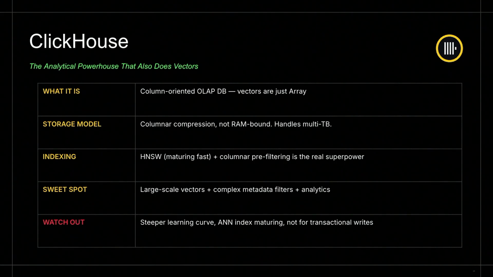The second database is ClickHouse. Like I said, it's an OLAP database, an analytical powerhouse that does vectors. It's a column-oriented database, and the vectors sit just as an array. It was designed for billions of rows of events, logs, and metrics. The vectors are stored as an array of Float32, and then you can add a vector similarity index.